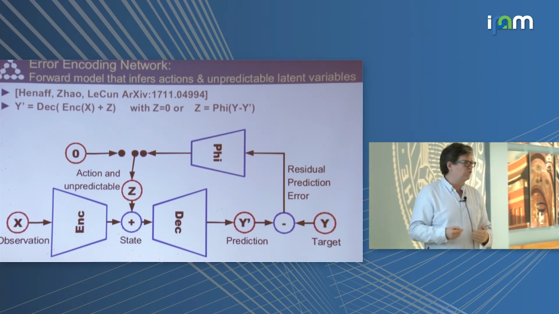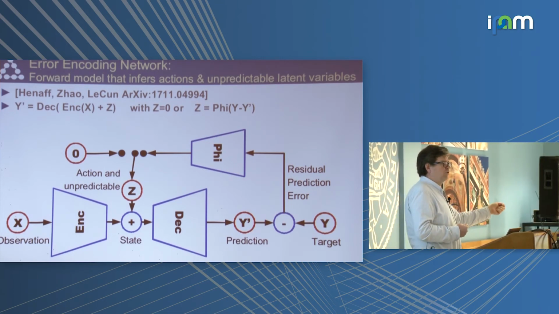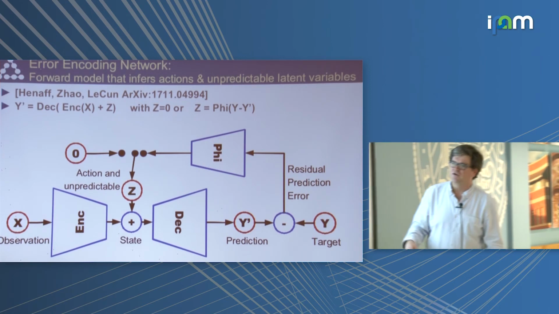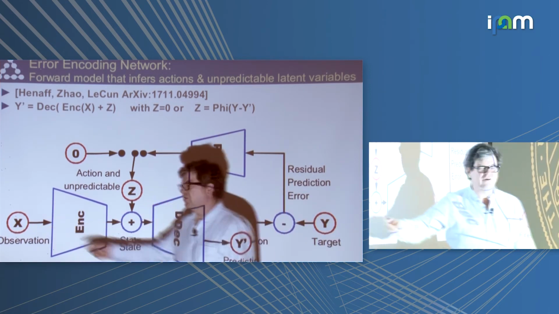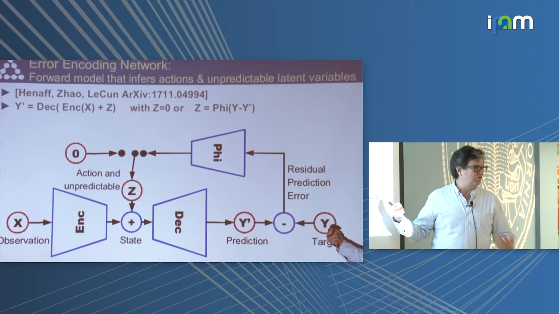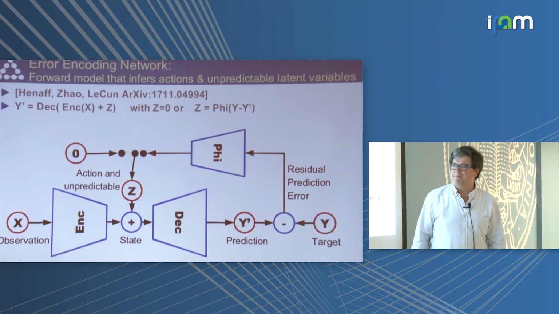Let's try to predict the future, but the way we're going to handle the uncertainty about the future is by having a latent variable that represents the action, or whatever latent variable that we don't observe about the future. So we're going to have two modes in this predictor. So let's say we're going to predict the future. X is the past. Y is the future that we eventually observe, and Y prime is the prediction for what the future is going to be.